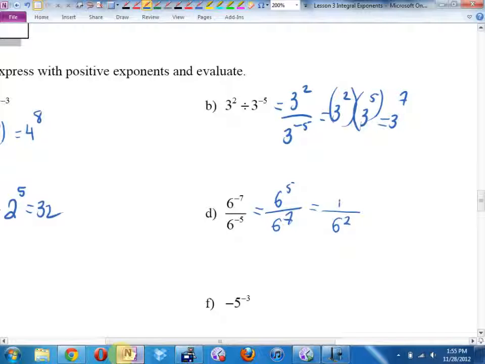Oh, you know what? We can tidy this up one step further. Jordan, what is 6 squared? I think we'd probably write that answer like that. Yeah? If we can do the exponent in our head, let's do it.